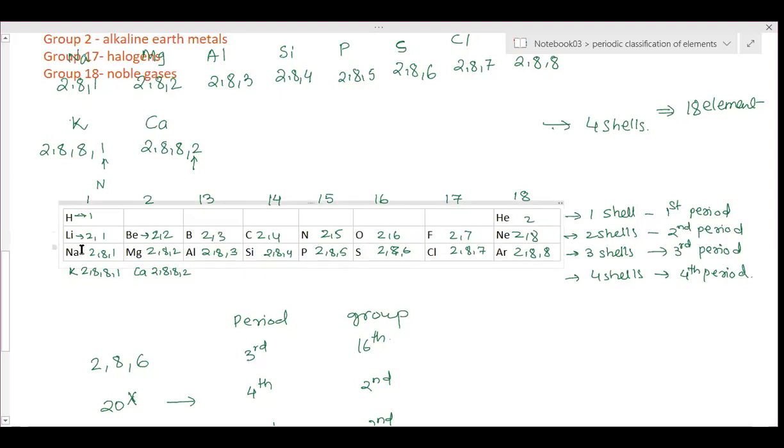Then next, sodium to argon. They have 3 shells totally, and no other atom has 3 shells. So only these 8 elements have an electronic configuration with 3 shells. So therefore they are placed in the third period. Similarly, the next ones, potassium, calcium, strontium, all these have 4 shells. So therefore they are present in the fourth period.